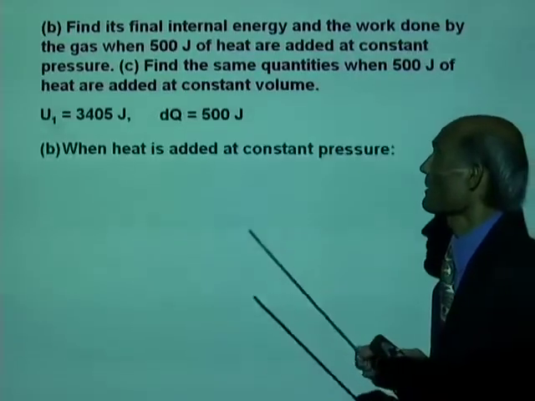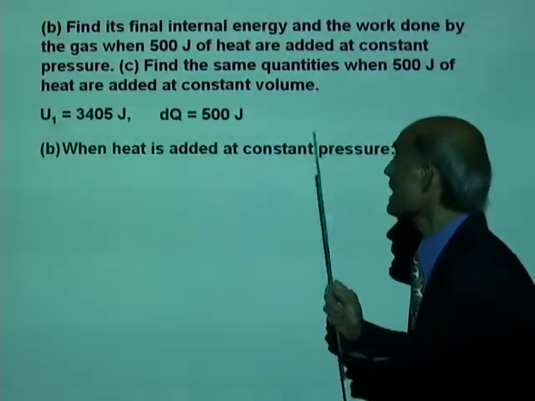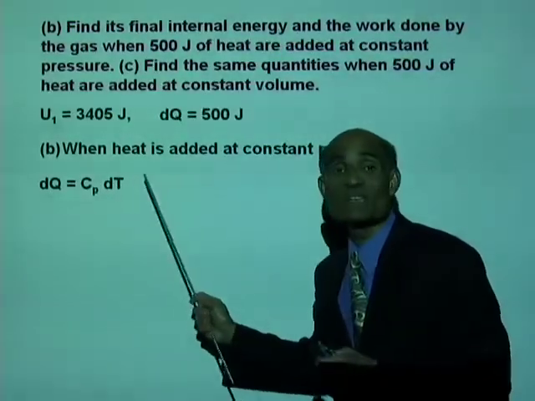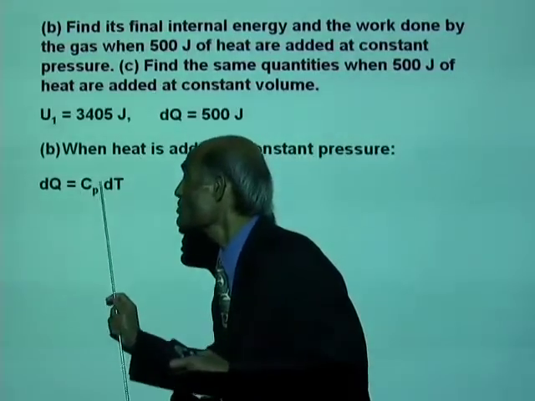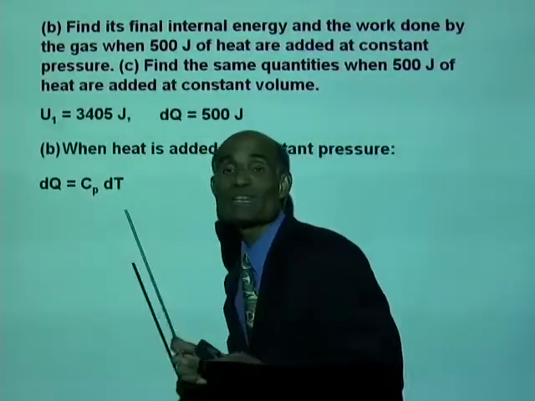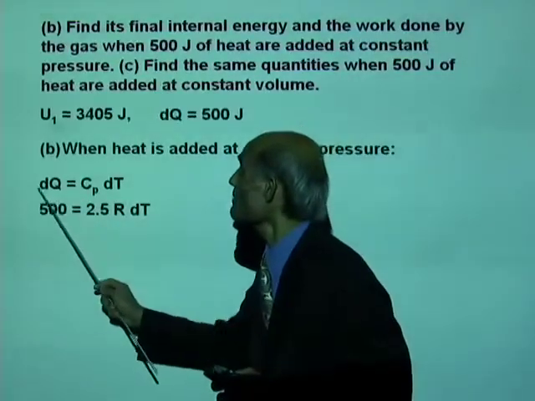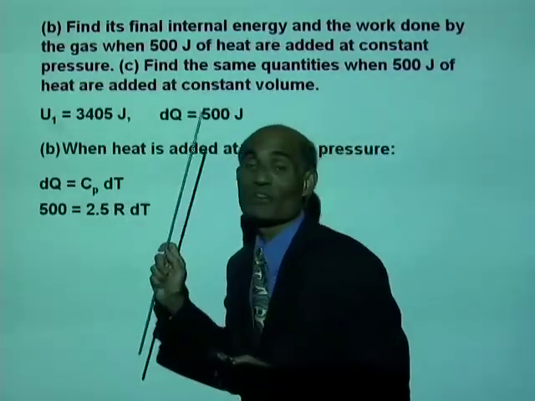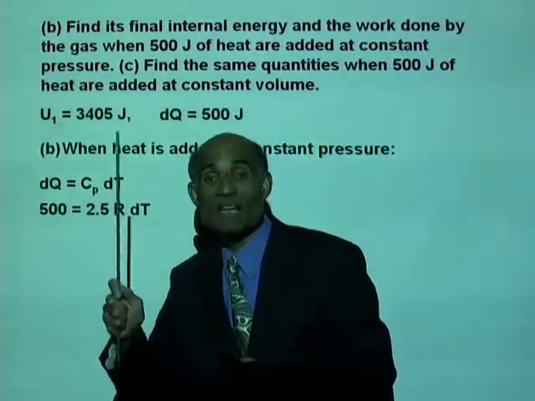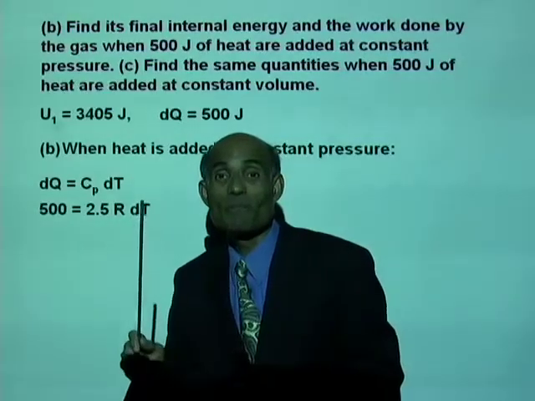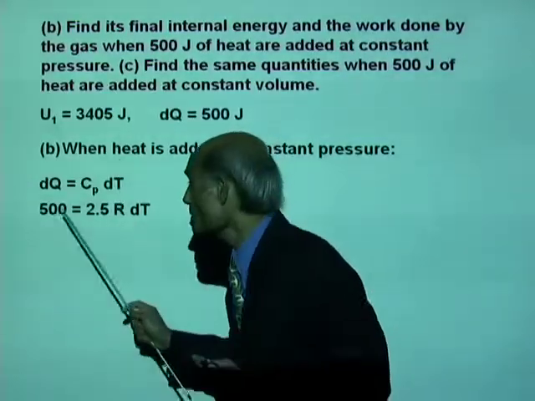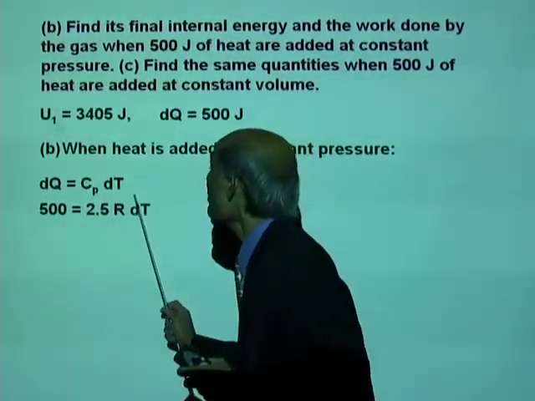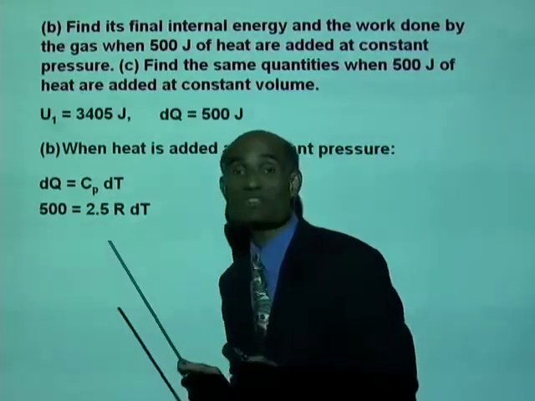Alright? Find its final internal energy and work done when 500 joules of heat are added at constant pressure. Alright? When heat is added at constant pressure, dQ equal to Cp dT. Is that right? Because the definition of Cp is dQ over dT. Now 500 equal to Cp, for a monoatomic gas Cp is 5/2 R, which is 2.5 R times dT.